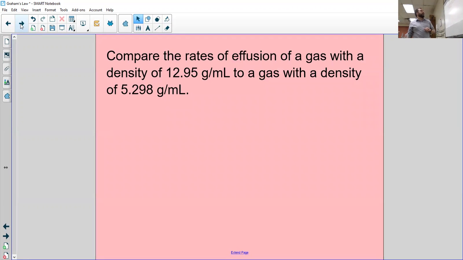Compare the rates of diffusion of a gas with a density of 12.95 grams per milliliter to a gas with a density of 5.298 grams per milliliter.